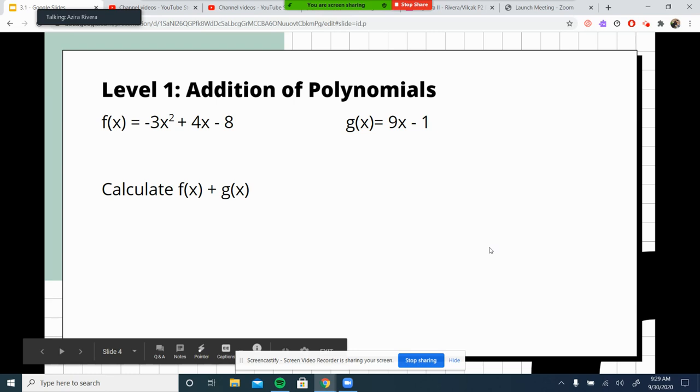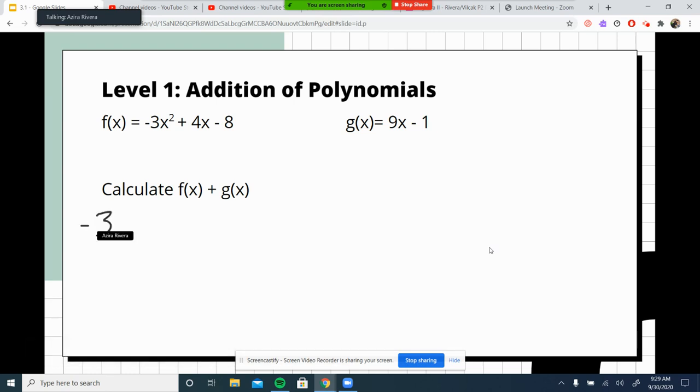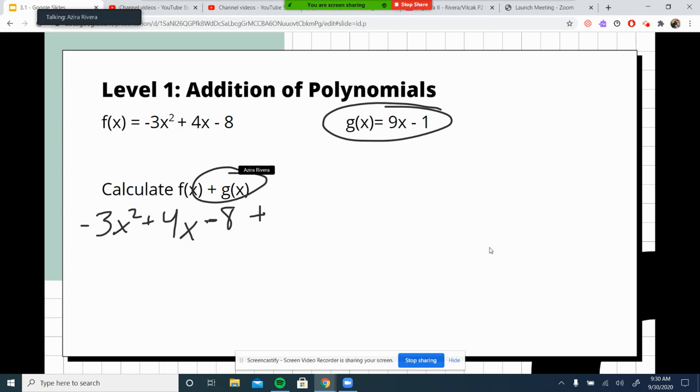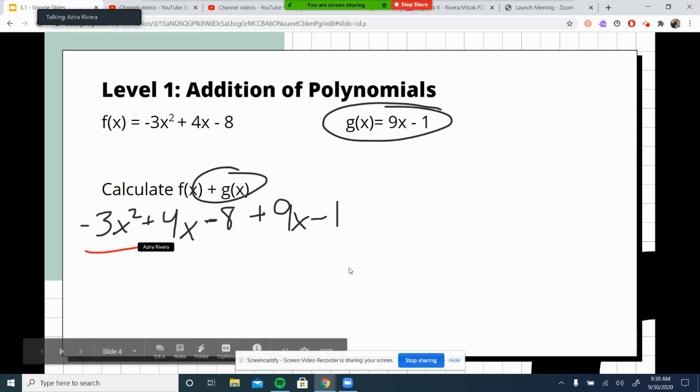Again, we're going to write f of x, which is negative 3x squared plus 4x minus 8. And then to that, we're going to add g of x, which is 9x minus 1. Going to combine like terms, starting with our biggest one. I'm looking, and there aren't any other x squareds. So this is our only x squared term, and we're going to bring it down.